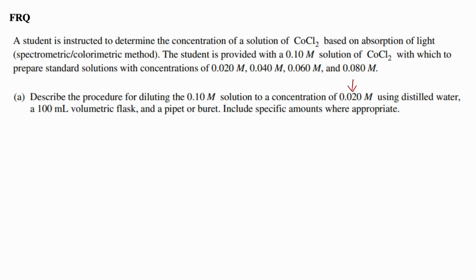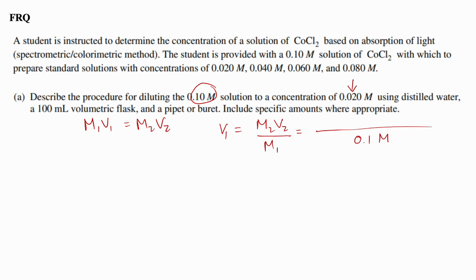So we know we have our initial concentration. So if we're doing M1 V1 equals M2 V2, we know our initial concentration is 0.1 molar. So if we're solving for V1, that's going to be M2 V2 over M1. So we already know M1, so M1 is 0.1 molar. And we have the concentration we're trying to get to, which is 0.02 molar.